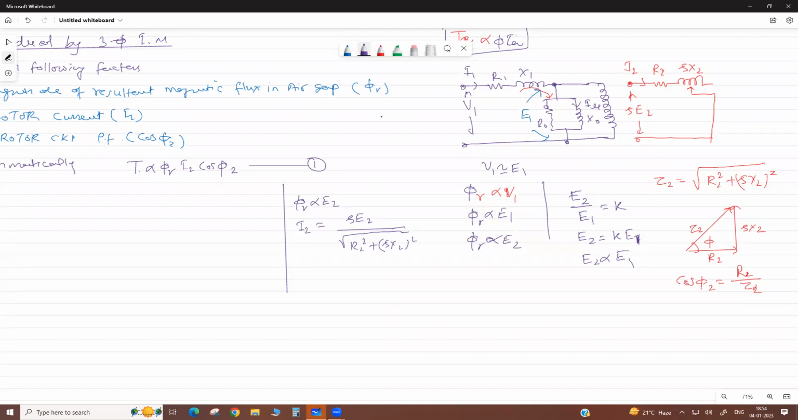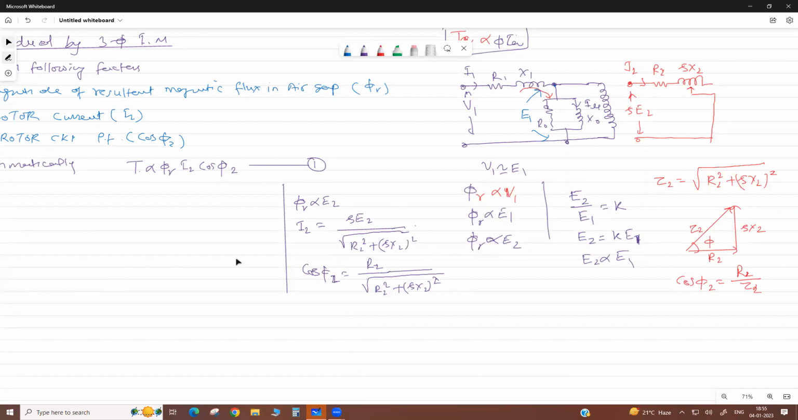Now power factor is also R2 by Z2, and Z2 means R2 square plus X2 whole square.